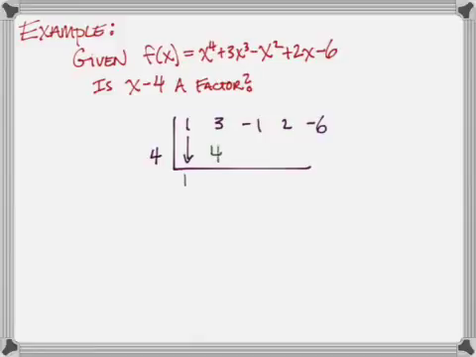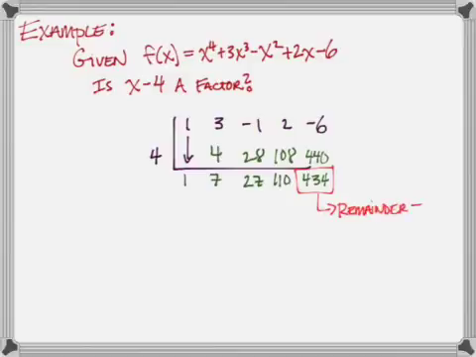I multiply to get 4, and then I add to get, let's see if I did this right. I multiply to get 28. I add to get 27. I multiply, and I get 110. I multiply, and I get 434. So is x minus 4 a factor? No. It is not. Okay? That's my remainder, and it's not equal to 0.